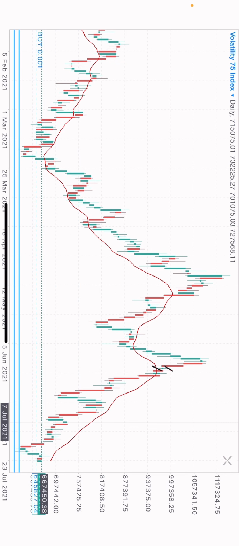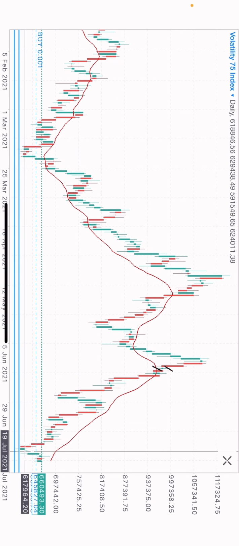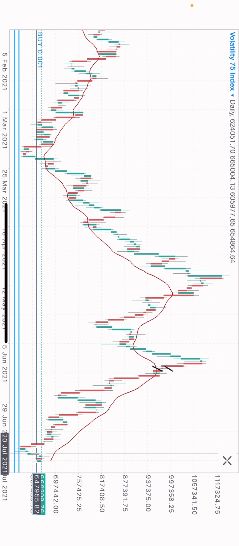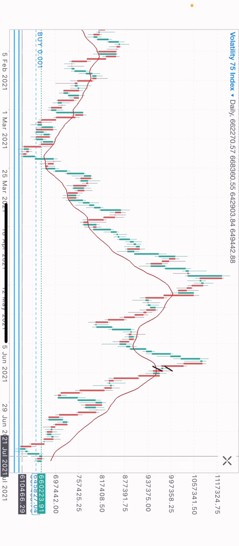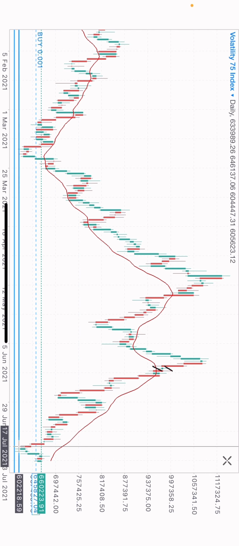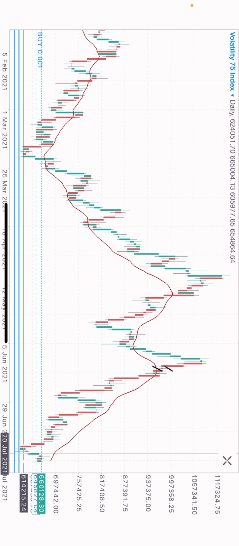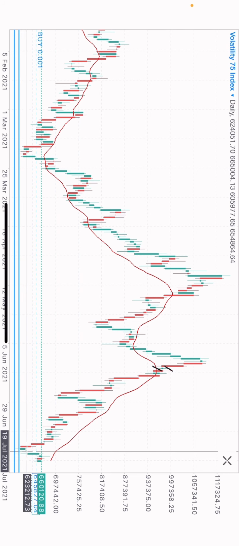I took it from here, but I closed it and I re-entered again today. So you don't just jump in. I jumped in after I confirmed this candlestick pattern.